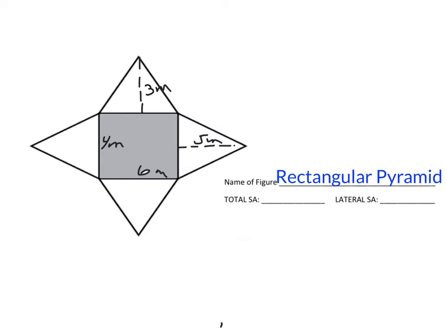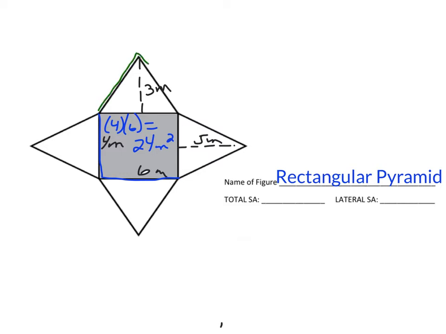And let's go ahead and start our calculations. First, let's actually calculate the area of that base. Since it's just a basic rectangle, 4 times 6, because it's a 4 by 6, you're multiplying and you get 24 square meters.